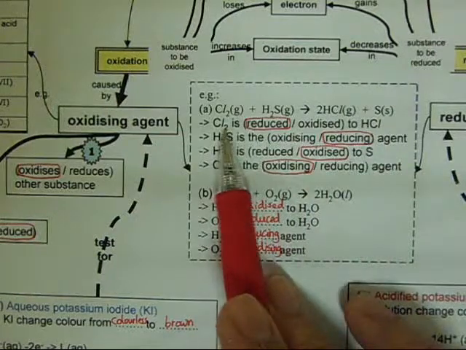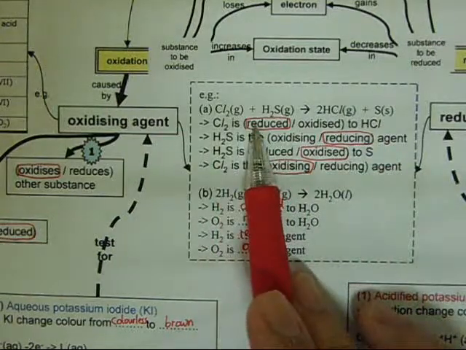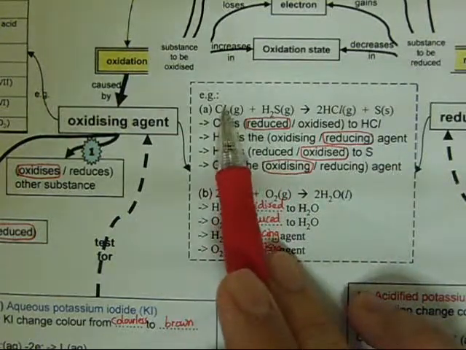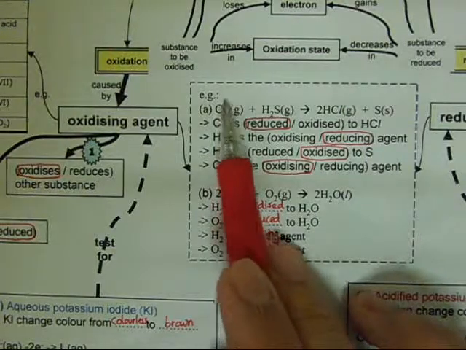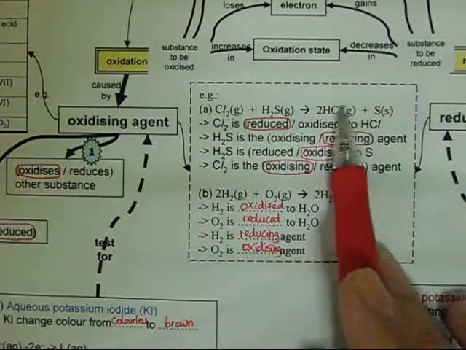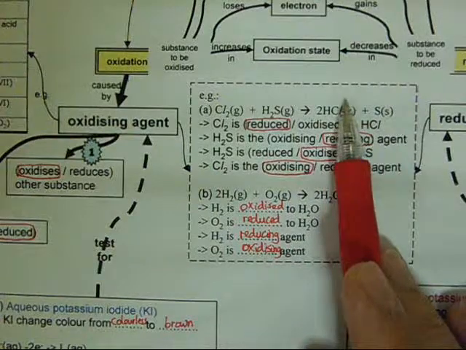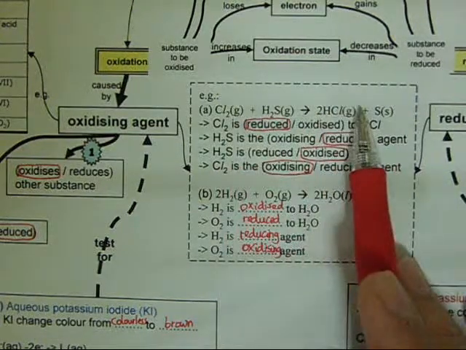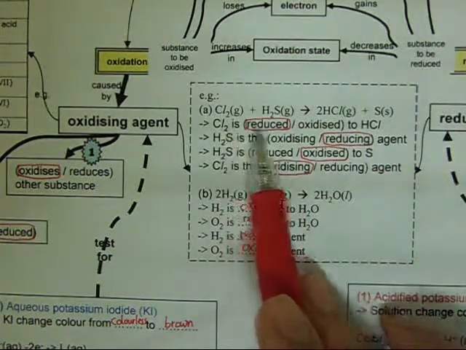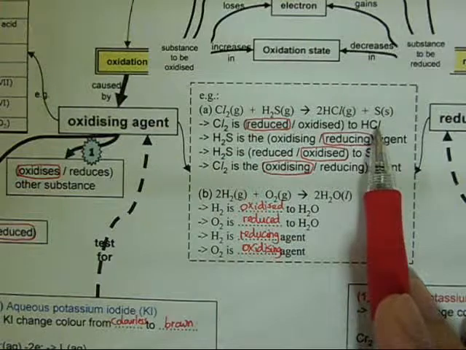So Cl2 is reduced, okay, because of the oxidation state. Let's look at the oxidation state. The oxidation state here is 0. The oxidation state for Cl here is -1. So 0 to -1 is a decrease in oxidation state, therefore it is a reduction. So Cl2 is reduced to HCl.